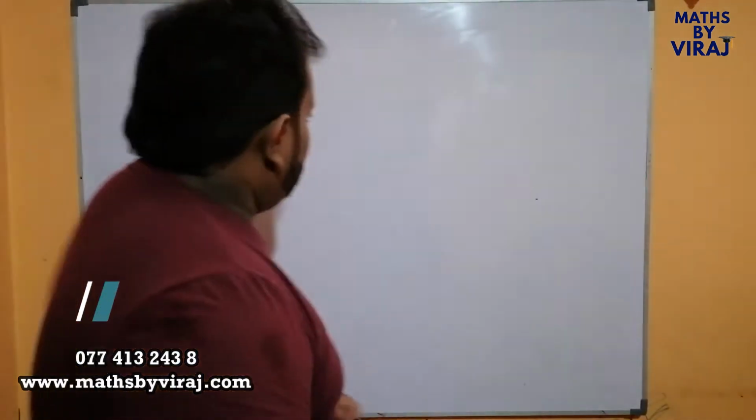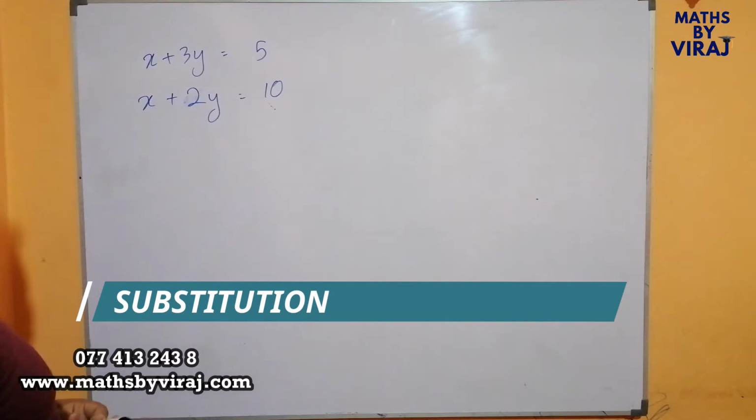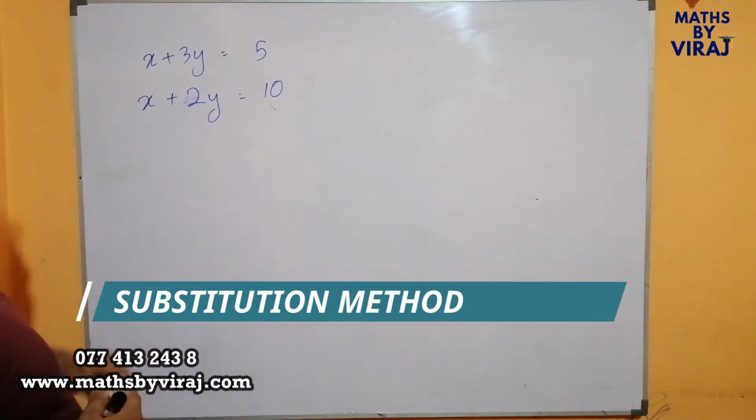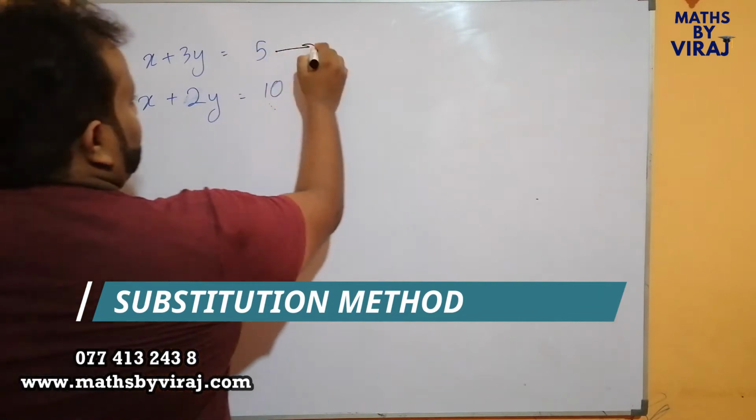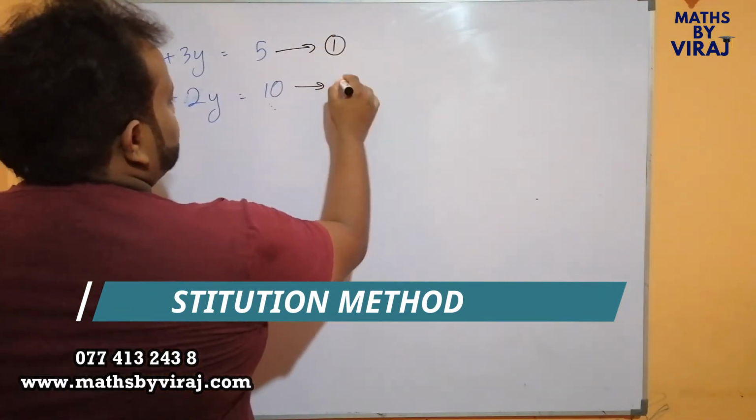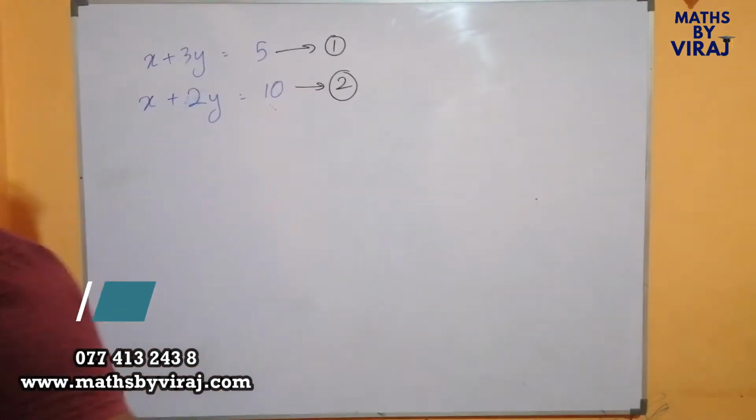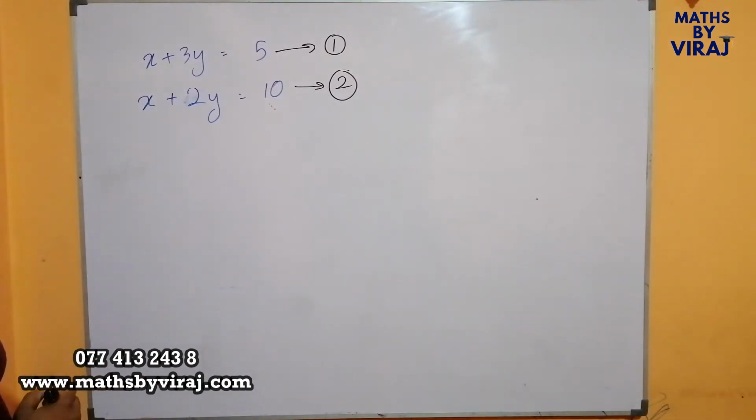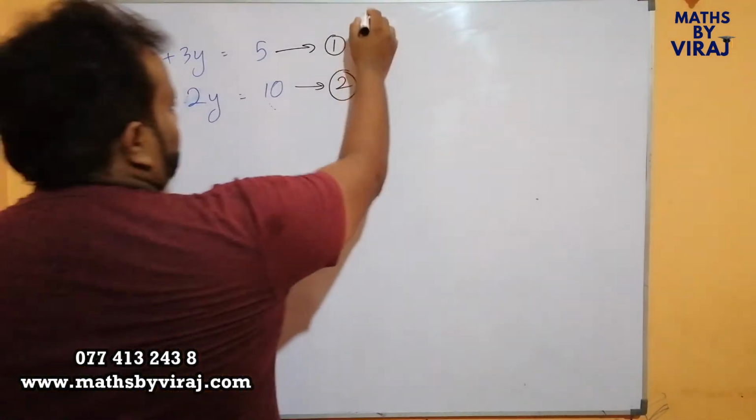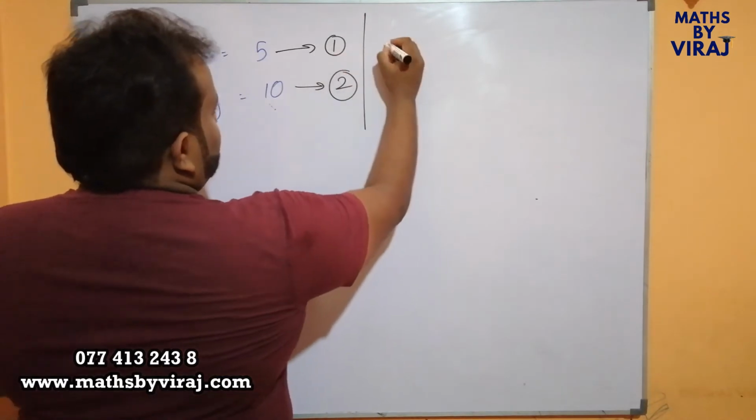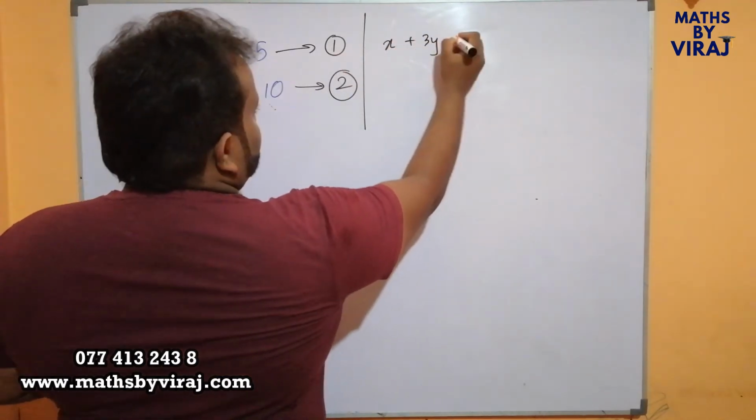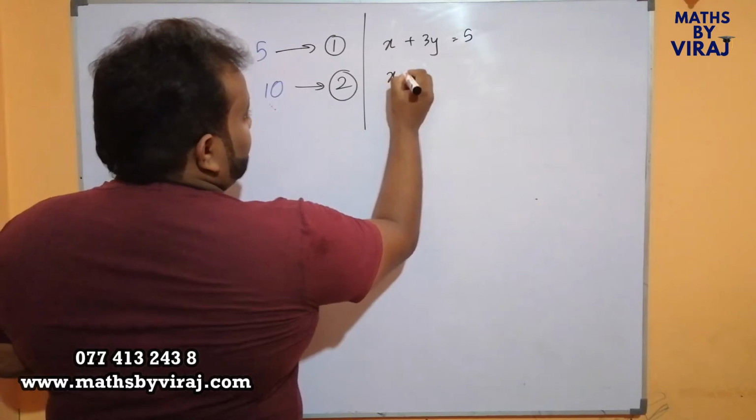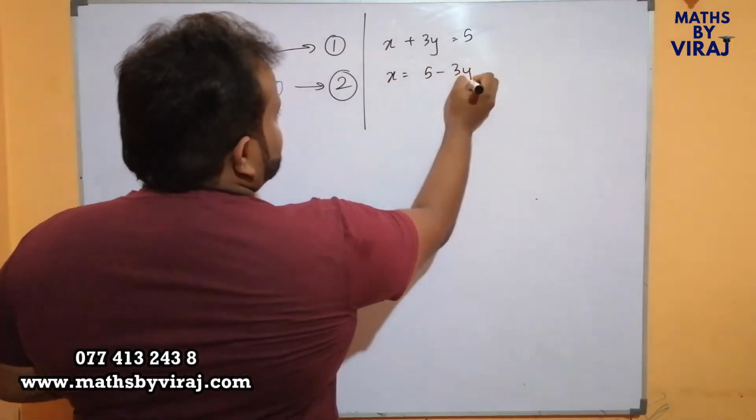Right, children, now let's look at the two equations on the board. The first equation is x plus 3y equals 5, and the second equation is x plus 2y equals 10. Let this be my equation number 1 and let this be my equation number 2. Considering equation number 1, I can write x plus 3y equals 5 and x equals 5 minus 3y.